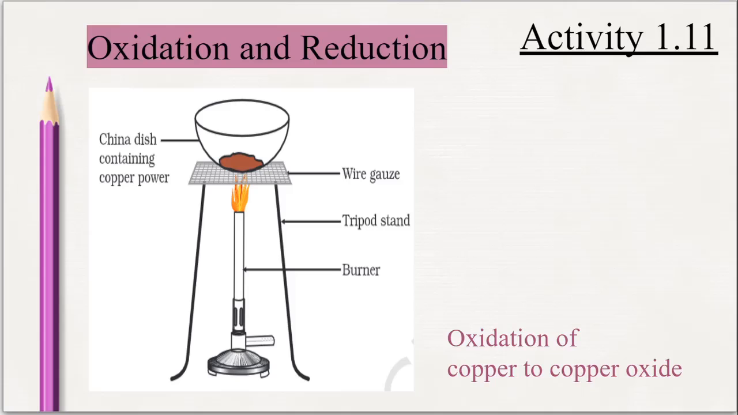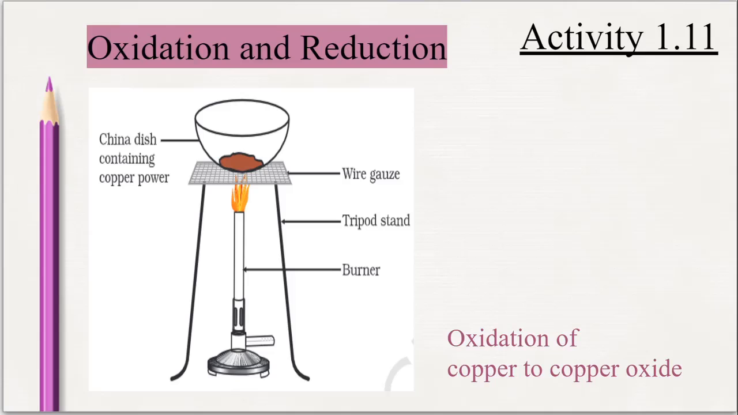Here you can see the figure of Activity 1.11. First of all, to perform this activity, what are the things that we need? A china dish containing copper powder, then wire gauze, a tripod stand, and a burner. These things we need for performing the activity. Now let us understand the process of this activity.